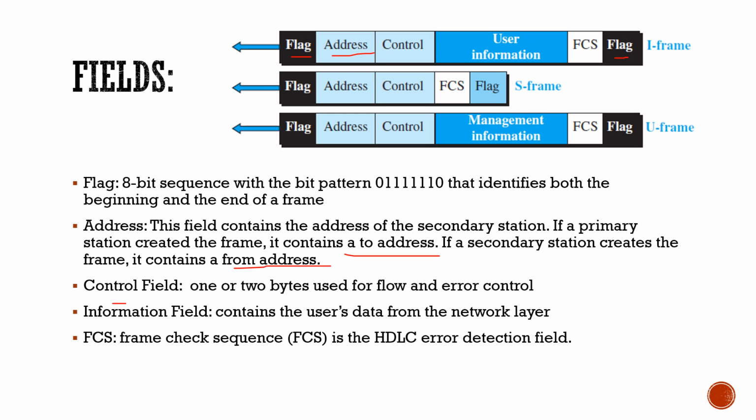Then it is going to be the control field. The control field is going to be for flow and error control. We know what flow and error control is, which we have seen as a different topic in previous classes. Next is the information field. The information field is where the user information or the management information, whatever information needs to be sent, will be. And FCS is called frame check sequence, which is used for HDLC error detection. So these are the different fields in the frame.